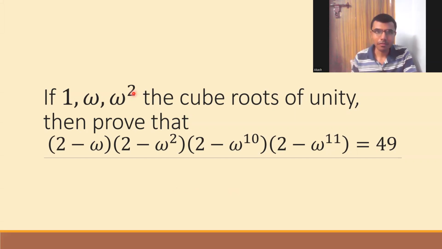Hello learners, if 1, omega, omega square are the cube roots of unity, then prove that (2 minus omega) power 10 into (2 minus omega square) power 11 equals 7 power 2... the question is there in front of you. This is what is given, then I'll have to show that this is equal to this. Now, how am I going to do it? Please stay with me.